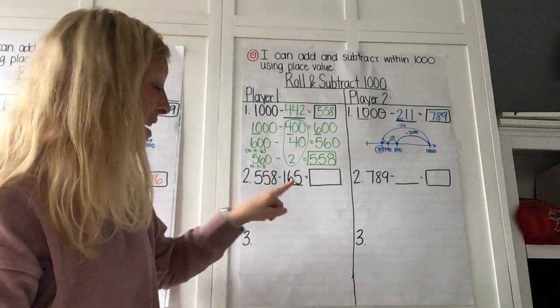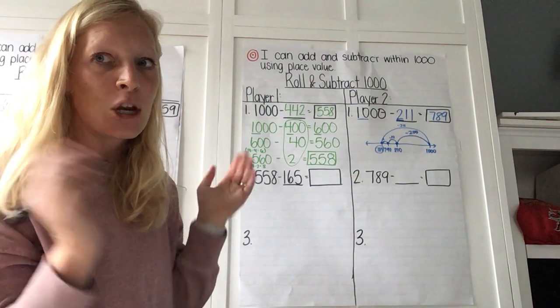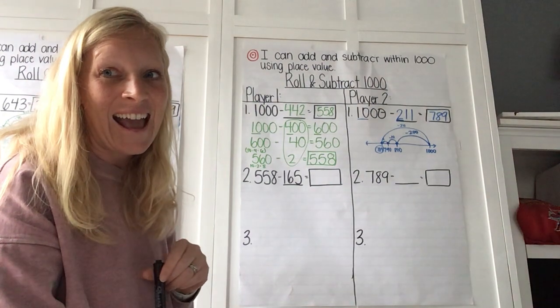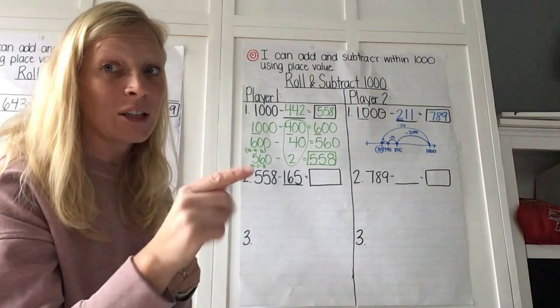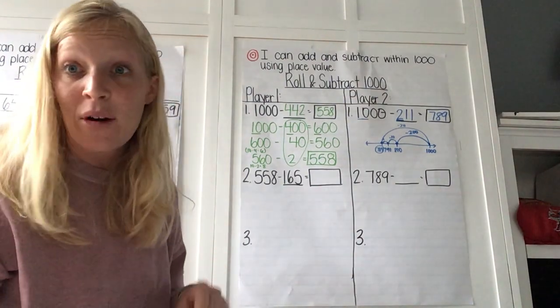558 minus 165 equals, show me your work. Make sure that you know where each of those numbers are. What strategy is going to work best for you? Pause me. Start me back up when you are ready to solve, or ready to share what you're solving.